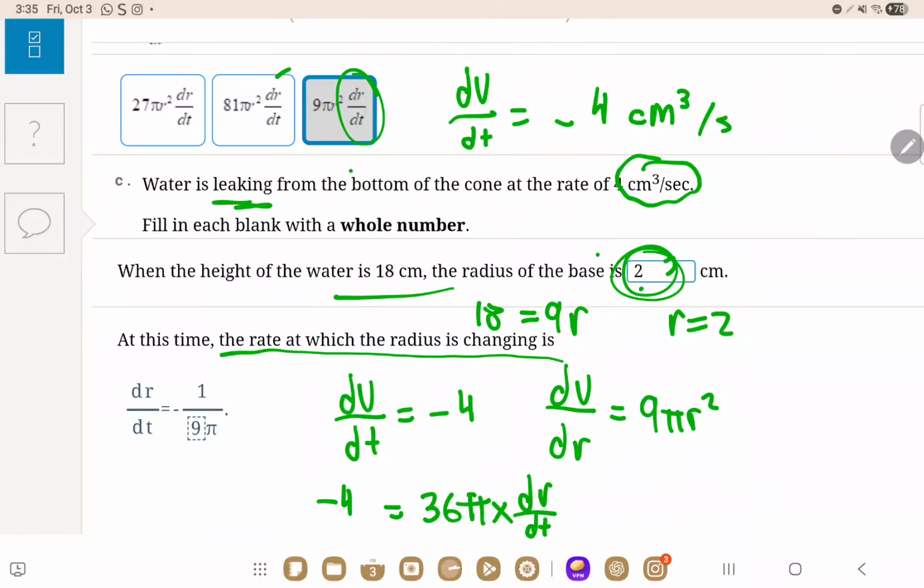So what can we do now? dr by dt equals, you move 36 pi to the other side by dividing both sides. So dr by dt equals negative 4 over 36 pi, which you can simplify to negative 1 over 9 pi, and that is your final answer. You're going to say, where's the negative? Here's the negative, and here's 9 pi. If they didn't write the negative, it would be wrong, because you have to have the negative sign. So this is your final answer.